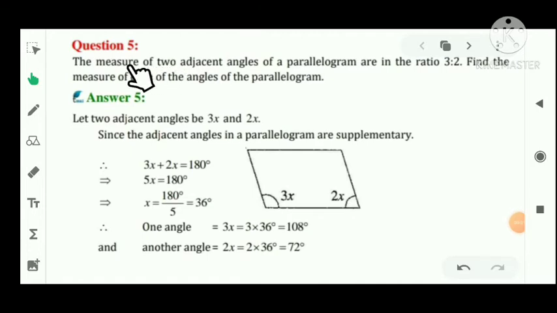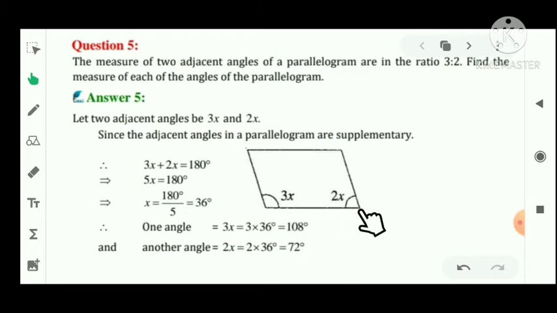Question number 5: the measure of two adjacent angles of a parallelogram are in the ratio 3:2. Find the measure of each of the angles of the parallelogram. Suppose we draw the parallelogram figure, and here we let the two adjacent angles, which are given in the question as 3:2. That means the first angle will be 3x and the second angle will be 2x, as you can see here in this figure. And student, you can see these are the adjacent angles.